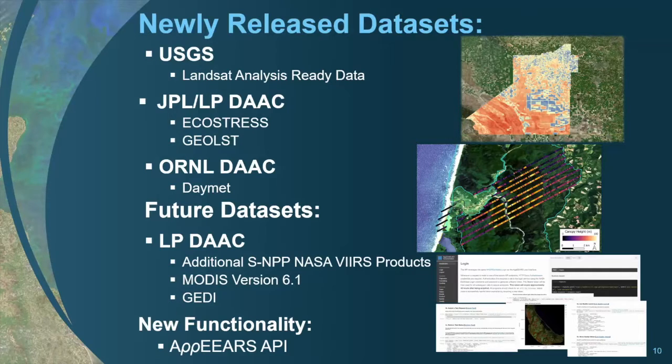In the future, we will continue to add new VIIRS products as they become available, as well as MODIS version 6.1. And then we also plan to add GEDI version 2 LiDAR data into AppEEARS. In terms of new functionality, we have recently started advertising the AppEEARS API, and we have a multitude of different resources for getting started with the API in R and Python.